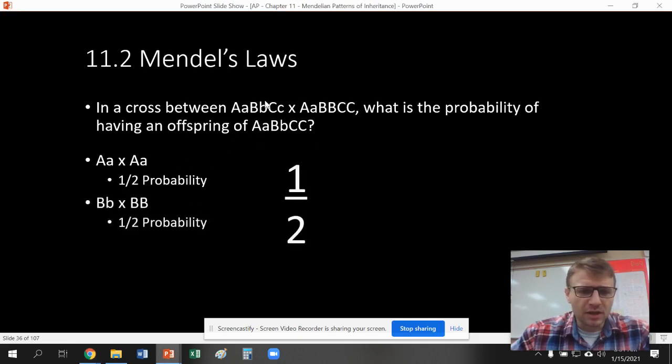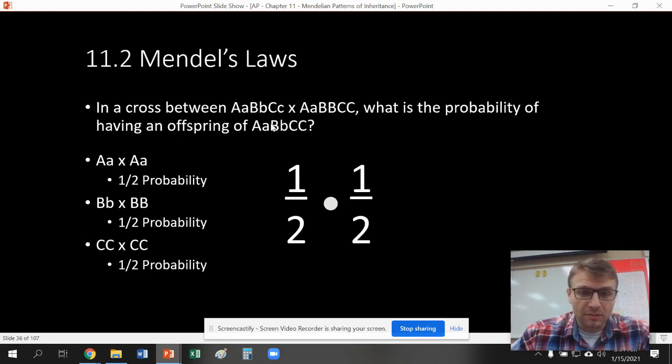For the B's, if we look at our combination of B's, we have big B, little b, big B, big B. What's the chance of getting this? It's also going to be 1/2. If you do that monohybrid Punnett square between the B's, you'll get that 1/2. The C's, well, it's 1/2 again. This one's kind of easy because if we do these C's, big C, little c, big C, big C, half the time we're going to get big C, big C here. So if we multiply those together, we get 1/8.